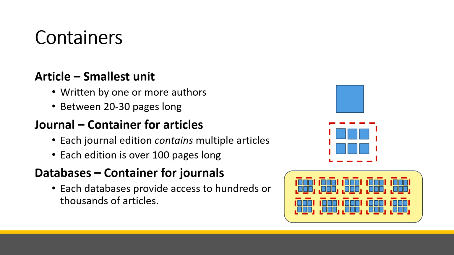Databases are the biggest container. They provide access to hundreds or thousands of different journals. In this visualization, a database is the yellow box with the round corners. It contains the journals, which in turn contain individual articles.